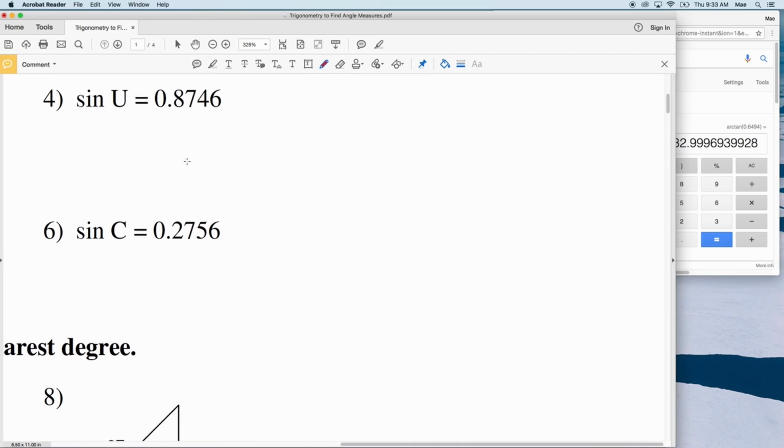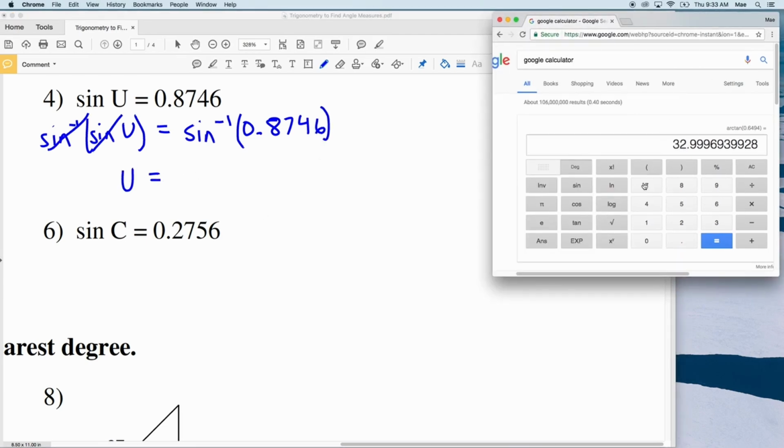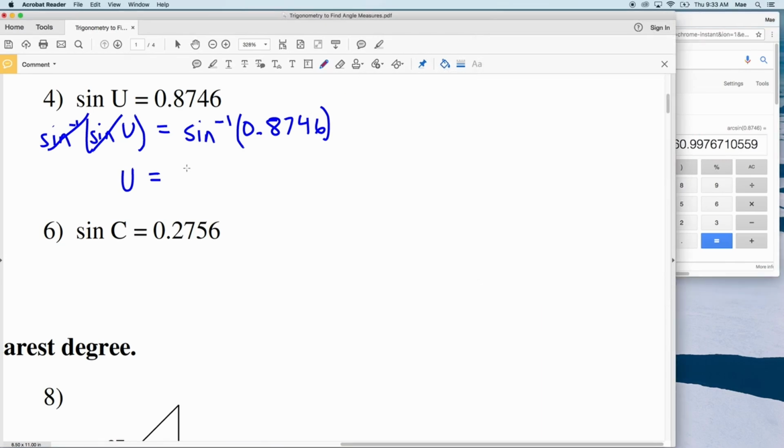In number 4, we have the sine of u equal to 0.8746. Just like with tangent and cosine, we take the inverse sine in order to isolate u. Whatever we do to the left, we do to the right, or vice versa if the sine was on the other side. We'll be left with u on the left, and the inverse sine of 0.8746 gives us 60.99, which is 61 degrees.